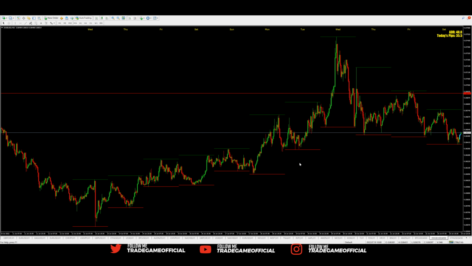So when you hit the low, this is what it sounds like. New low on US 30. When you hit the high of the day, this is what it sounds like. New high on US 30.